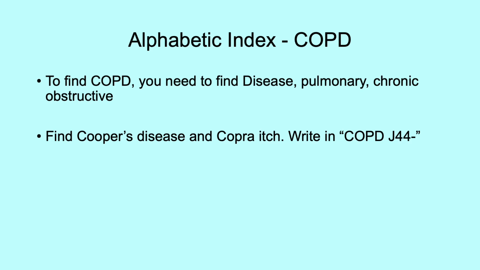Another one that's really helpful, I find, is COPD. Now, you're not going to find the abbreviation COPD in your alphabetic index. You can look up disease, pulmonary, chronic, obstructive. That takes too much time. If you're trying to take a test, you don't want to have to go through all that. So go to Cooper's disease and Cooper itch, and that's where it would be alphabetically in your book. So write COPD J44, and that will refer you automatically to where you need to be.